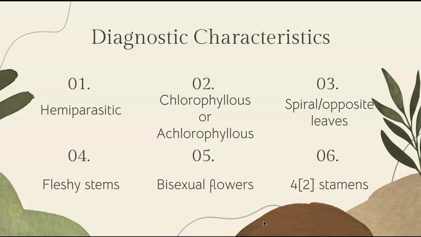They have spiral and opposite leaves. They have fleshy stems, which just means it's a little bit hairy. Bisexual flowers, meaning that they have both male and female reproductive parts. And a 4x2 stamen, which means it's tetradynamous.